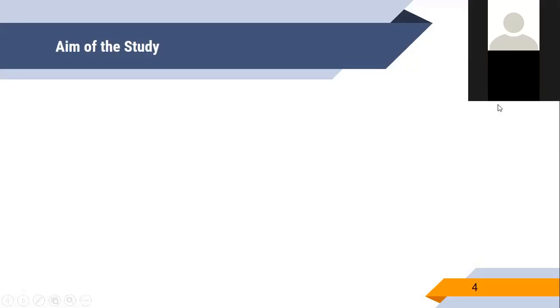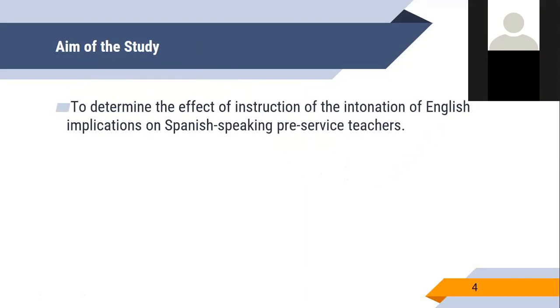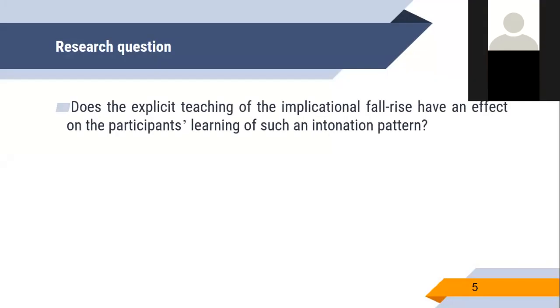What about the aim of this study? The purpose of this research was to determine the effect of instruction of the intonation of English implications on Spanish speaking pre-service teachers. And the research question was, does the explicit teaching of the implicational fall rise have an effect on the participants' learning of such an intonation pattern? So there is only one research question.